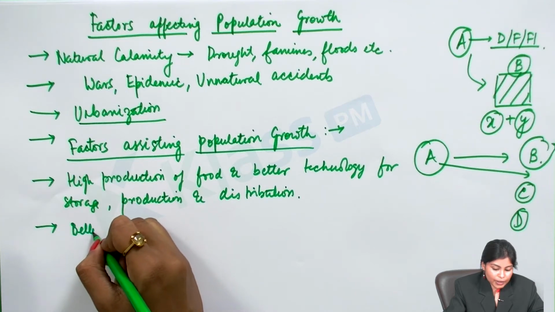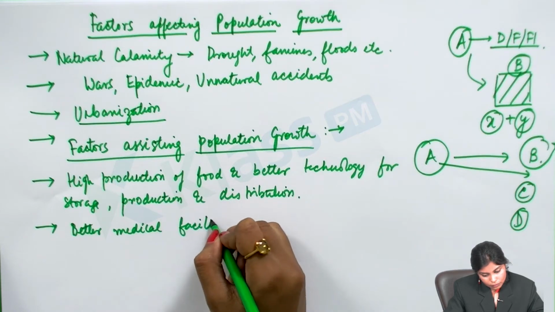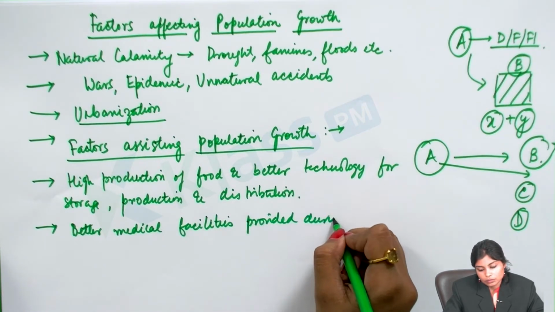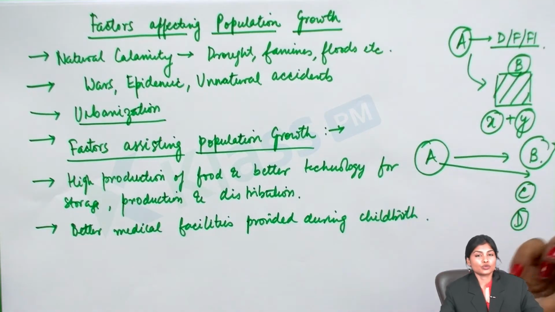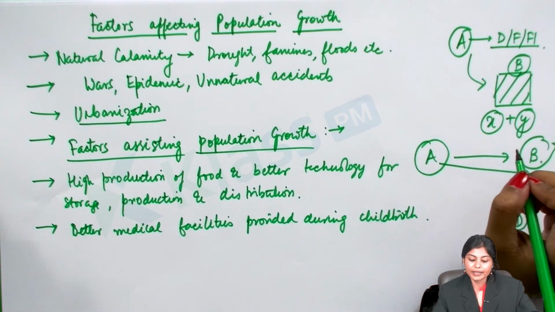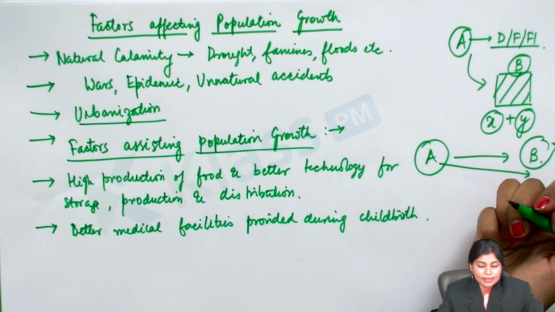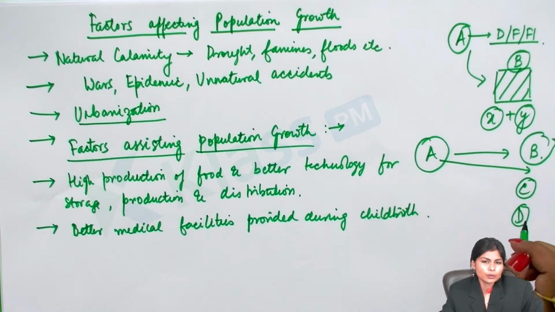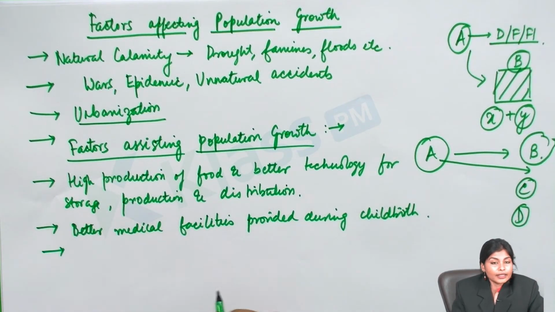Okay. Next is better medical facilities provided during childbirth. Okay, so see, childbirth is a very important issue for all of us, right? So when you have better medical facilities in childbirth, automatically the parents understand that education and all the other purposes will be definitely better, or health-wise, you can definitely get better or favorable conditions.